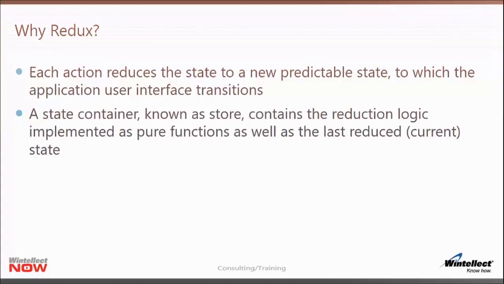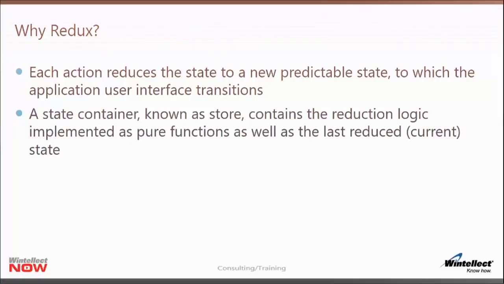Now, of course, if you take an action and apply it to the state over and over and over, that could come up with different states. But if you have the same state and the same action and you put the two of them together, you always get the same predictable state. And it's this new state that's produced that is used to actually transition the user interface in the application. So when we get that new state, we then transition from whatever the previous UI look was to basically the new view being displayed.